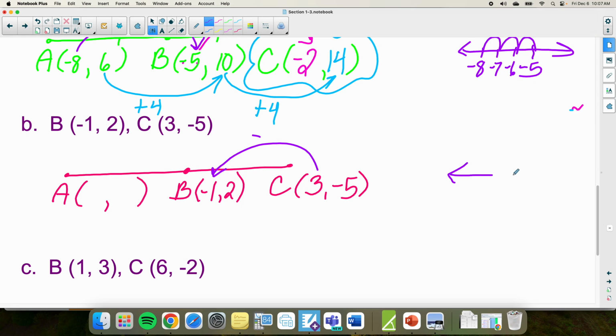How much do I have to subtract to get from 3 to -1? Plus 2. I'd go back 1. Oh wait, these are positive. What am I doing? Sorry. I'd go from 3 to 2, that's 1, 2, 3, 4. Do you guys get that? I'm going back 4 to get from a positive 3 to a -1.